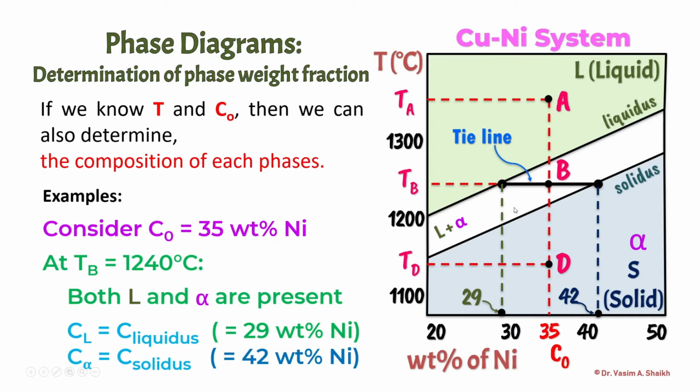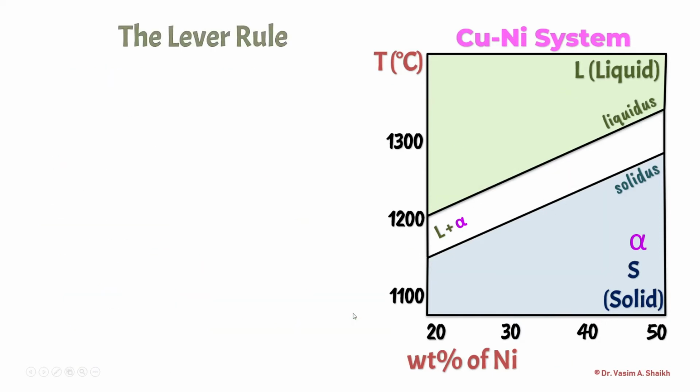Now how to find out the weight fraction, that we'll see in the next slide, and that rule by which we find the weight fraction is called as a lever rule. Sometimes in exam the question will also come that explain lever rule or what is the lever rule. So you need to draw such type of phase diagram and you need to explain how we are finding the weight fraction with the help of the lever rule.